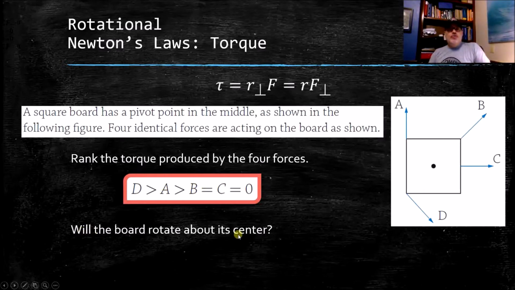Now, will the board rotate about its center? So just like if the force to the right is bigger than the force to the left, then we will get a net force to the right. So we have a net clockwise torque. So yes, sorry, a net counterclockwise torque. And so yes, it will rotate counterclockwise about this pivot point.